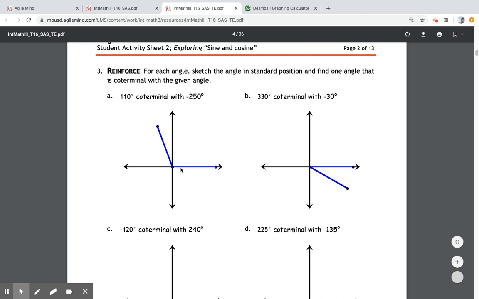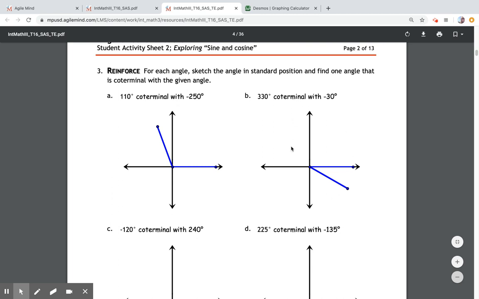So here we go. I always have the x-axis as one side of my angle, and 110 degrees is about here. I realized I could subtract 360 from that, and I could get an angle of negative 250 degrees. Or you could have added 360 to this guy and you could have given me 470. That would have worked too.